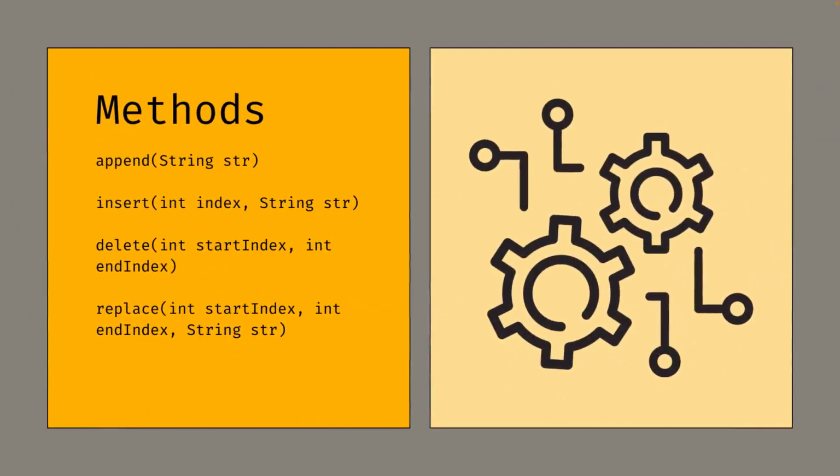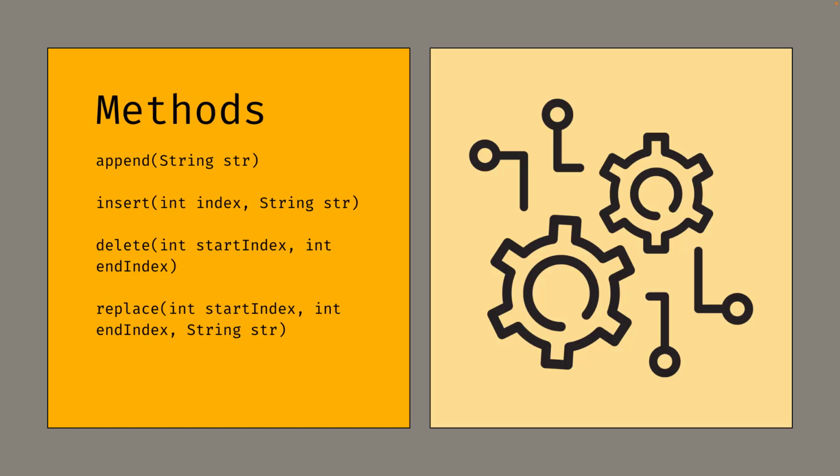Once you have a StringBuilder object, you can use the following methods to modify the string. You can use append to add a string to the end of the StringBuilder. You can use insert to specify where to insert a certain string in the index of the value of the StringBuilder. You can use delete to delete part of the characters of the StringBuilder. You can specify the start and the end index for this. And you can use replace, specifying what you want to replace from where to where and by what.